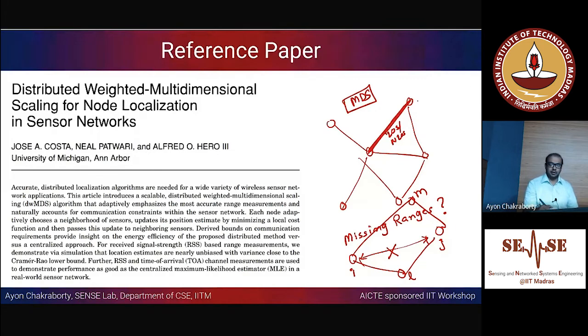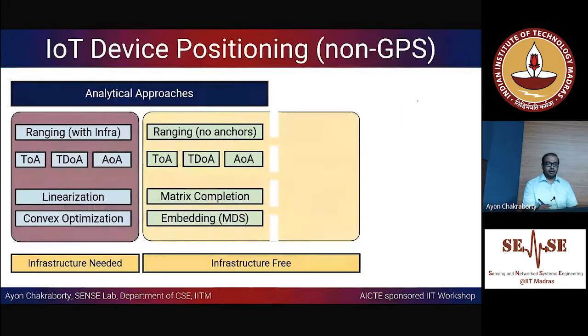Okay. So now we have looked at some of these analytical approaches, and I would also say geometric approaches, where we have some information or geometry about the topology, and we are trying to infer that. So we had ranging with infra. When I said infra, it means infrastructure. Infrastructure is needed on the left hand side, the red box.